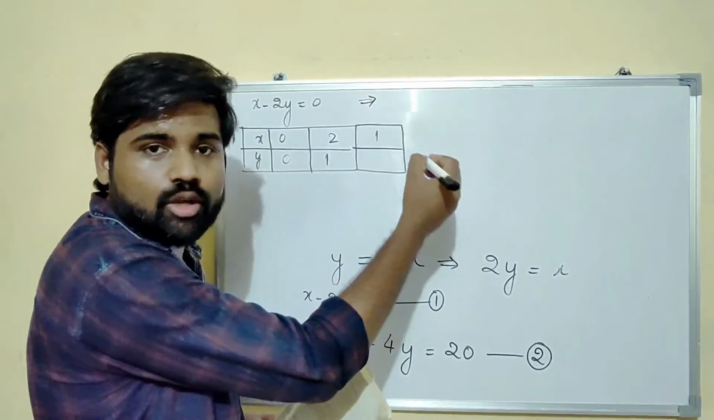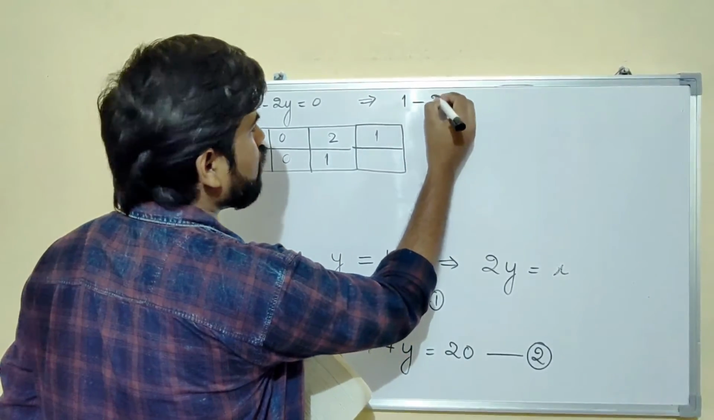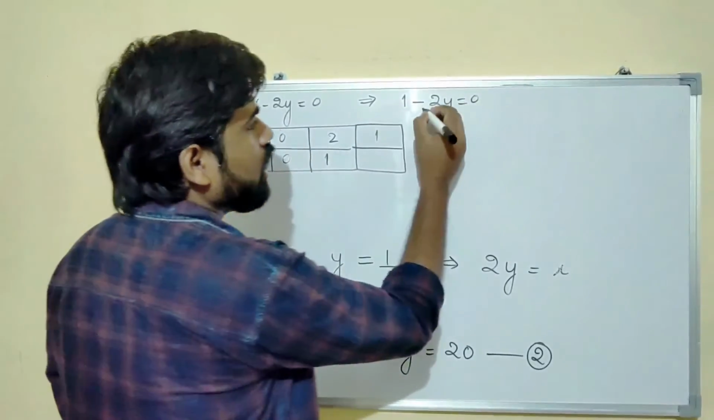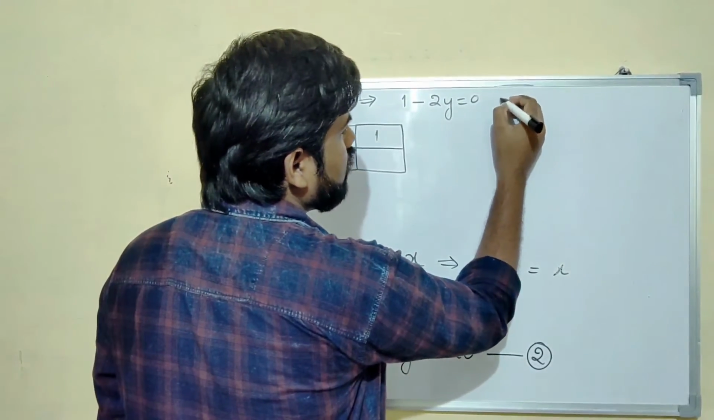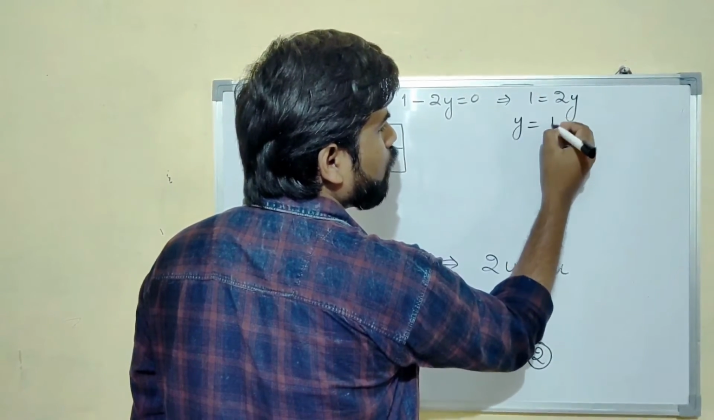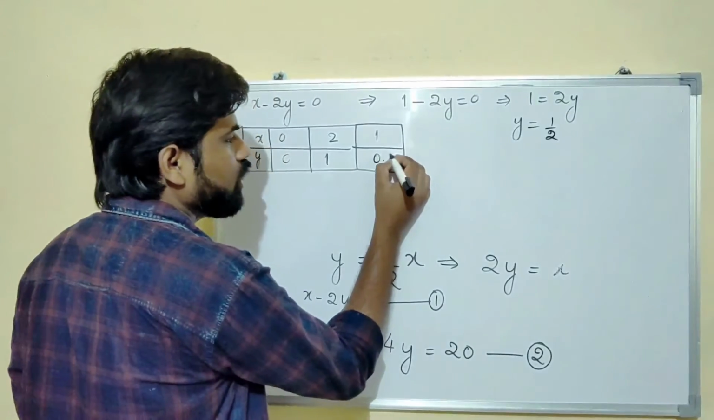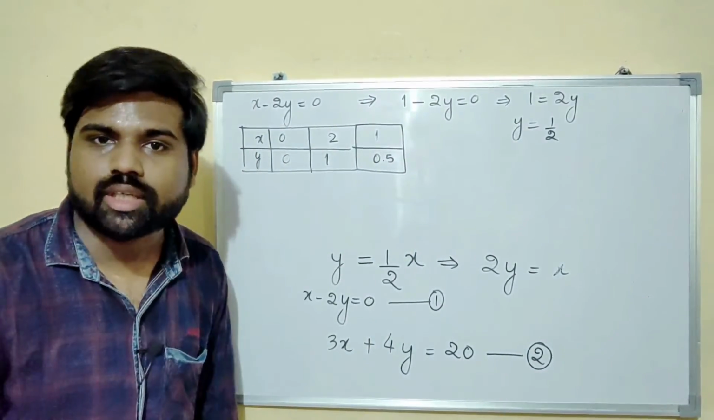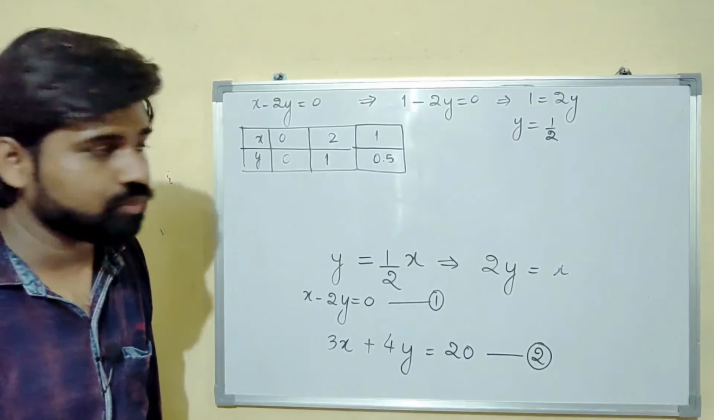If I am taking the value of x as 1, this will be 1 minus 2y equals 0, right? And then this 2y will be transposed there. You will get 1 equals 2y, or y equals 1 upon 2, that means 0.5. So it is not compulsory that you have to take only those values which are mentioned in the book. It is up to you.